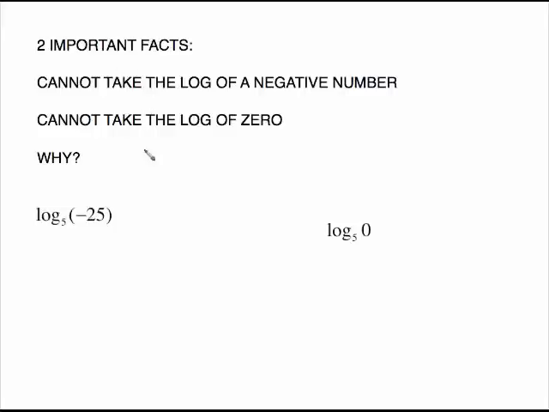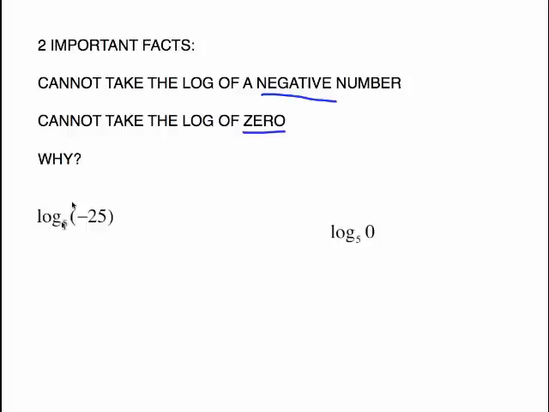There's a couple important facts to emphasize, and that is you cannot take the logarithm of a negative number, and you cannot take the log of 0. Let's try to evaluate log base 5 of negative 25. We know that this is saying what power can we put on 5 so that it would equal negative 25. Well, there is no power you can put on a positive number to make it turn into a negative. We can use a power to make it turn into a fraction, we can turn it into a root, but there is no power on 5 that will make it turn into negative 25. And that's the reason we cannot take the log of a negative number.